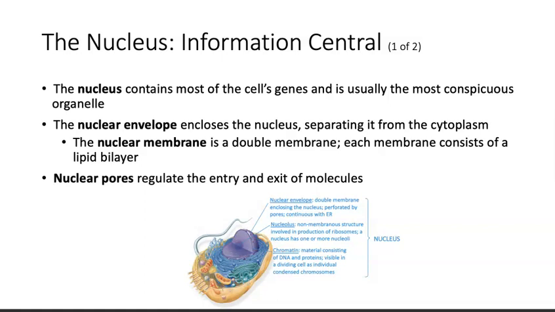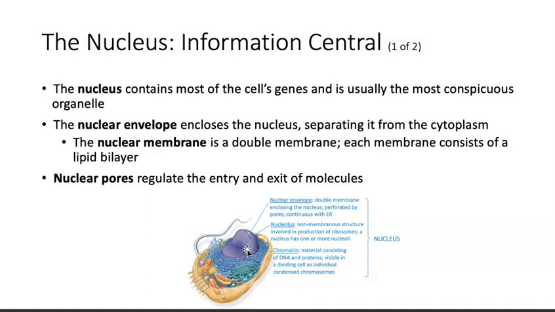Then there are these holes in the nucleus, called pores. They're pretty big. They allow things to go into the nucleus and out of the nucleus. And a lot of things that are going in and out of the nucleus are pretty big molecules, like ribosomes and so forth. Ribosomes are going to be made in the region of the nucleus called the nucleolus.